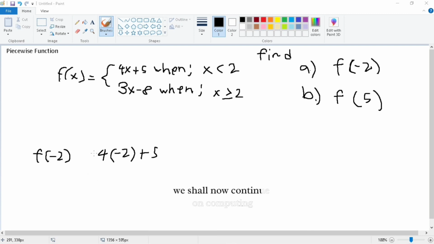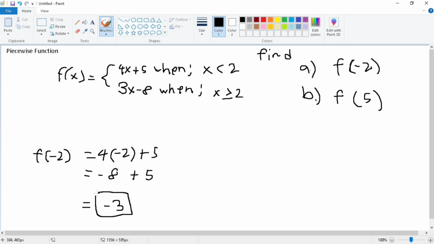We shall now continue computing. So, 4 times negative 2 is negative 8, plus 5. Negative 8 plus 5 is equal to negative 3. So there you have it, the final answer.